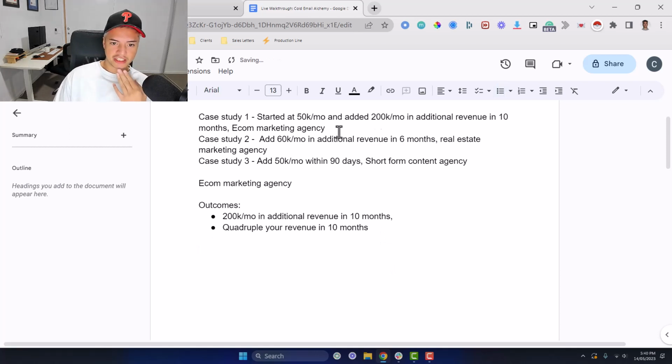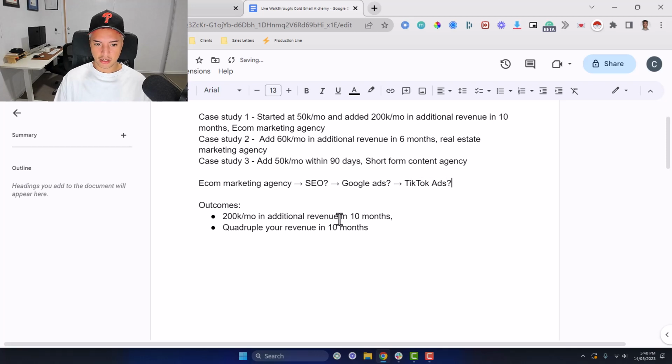But now we actually need to segment the list. So e-com marketing agency, but what's the level deeper? Like, were they selling SEO? Were they selling Google Ads? Were they selling TikTok ads? So now look at that, figure out which one they were. So let's say they were Google Ads. Google Ads was the one they were.